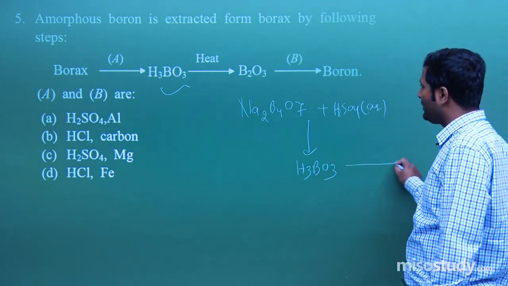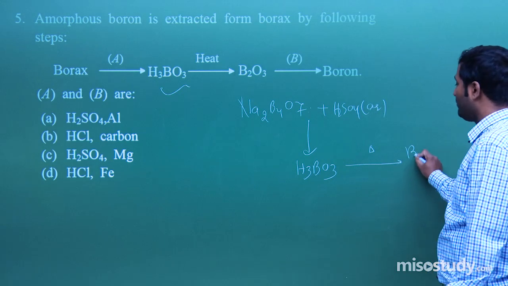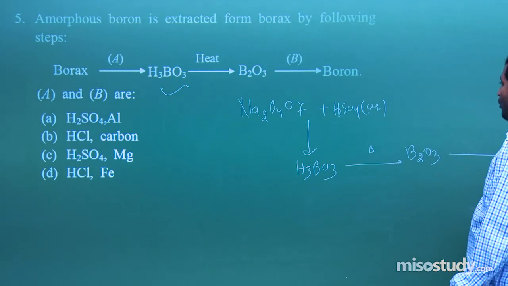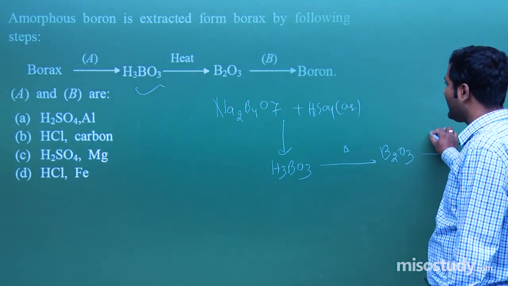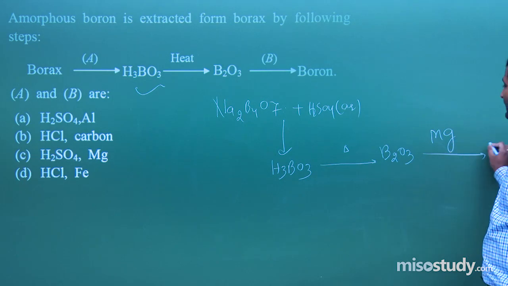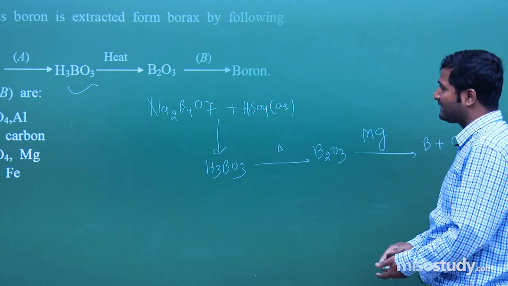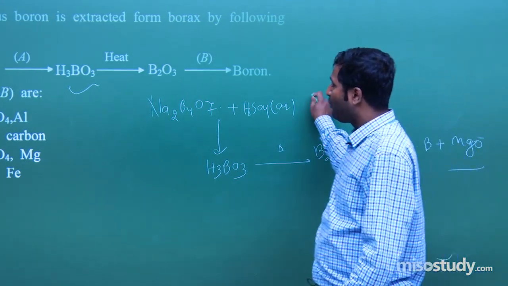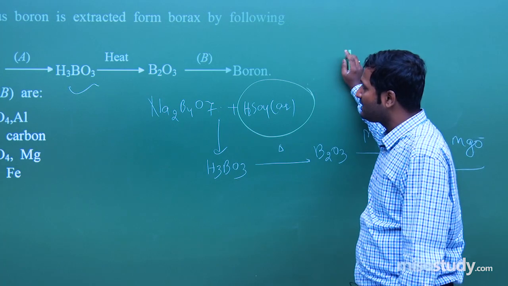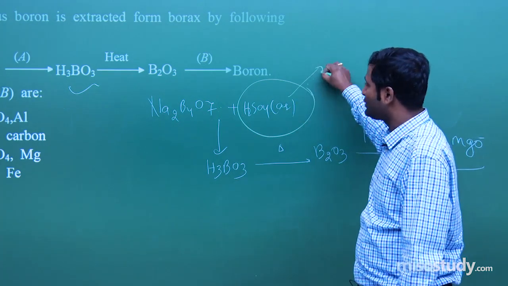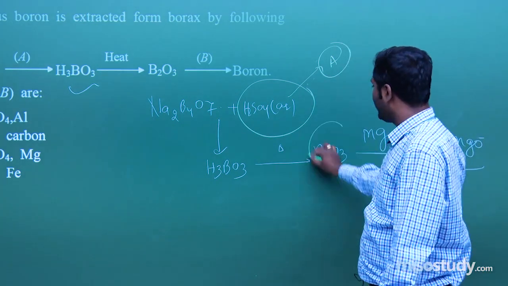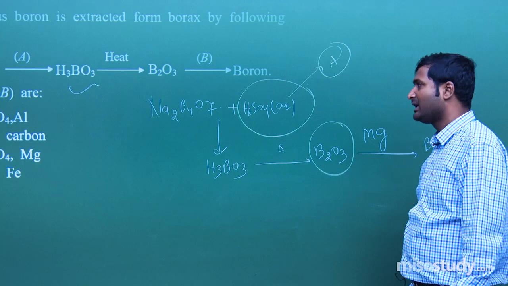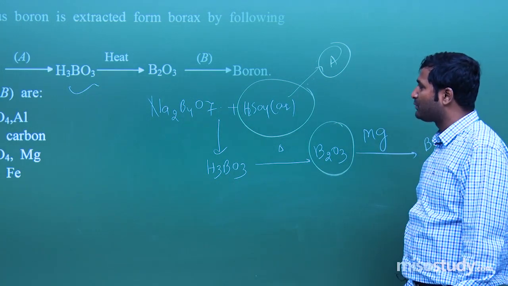And when H3BO3 is heated, it gives you B2O3. When B2O3 is treated with a metal stronger than boron, that is Mg, it gives you B plus MgO. Yes sir, this is a complete reaction. So what is given here? Borax, that is aqueous borax, when treated with A, this one is A, friend. A is aqueous H2SO4. When treated, it gives B2O3 as the main product.